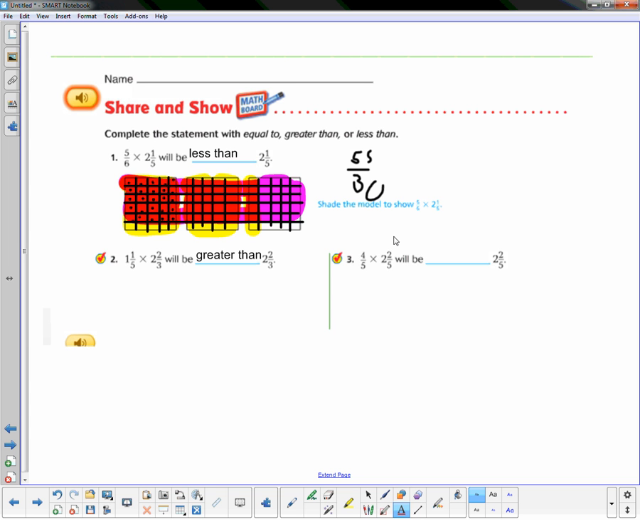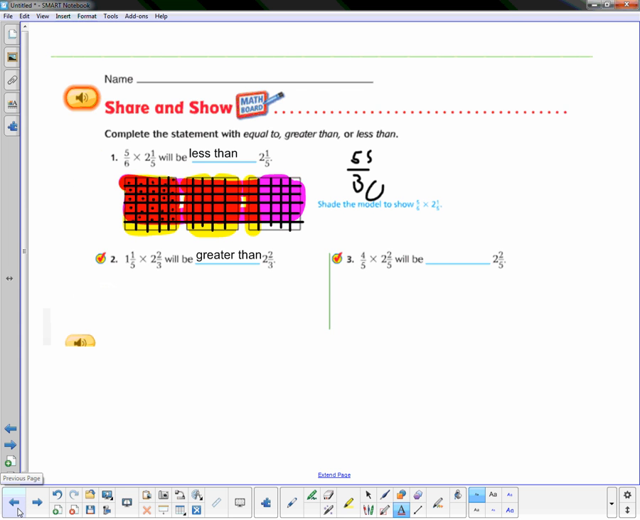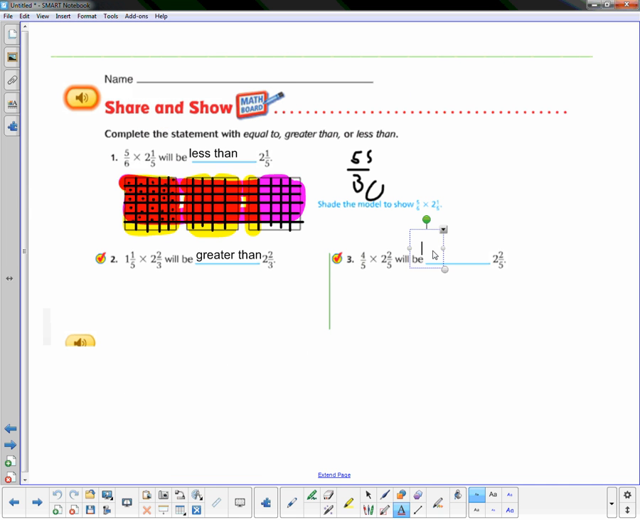So let's look here. We have 2 2/5, and we're timesing it by a fraction, just like here. If you remember, 2 2/5 times 4/5, 2 1/2 times 3/5, remember it's less. So really, I just need to be able to say that this is less than.